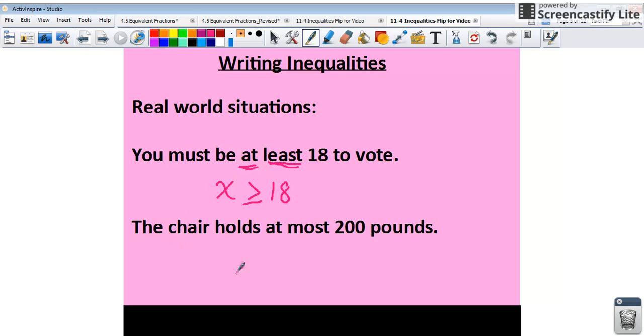Okay? The chair holds at most 200 pounds. Okay? At most is less than or equal to. Think of the chair as your X. Okay? Here is someone sitting on it. Okay? 200 pounds is the most that it can be. So you can be 200 pounds and sit in that chair, or you have to be less than 200 pounds. If you're 201, the chair can't hold you anymore.